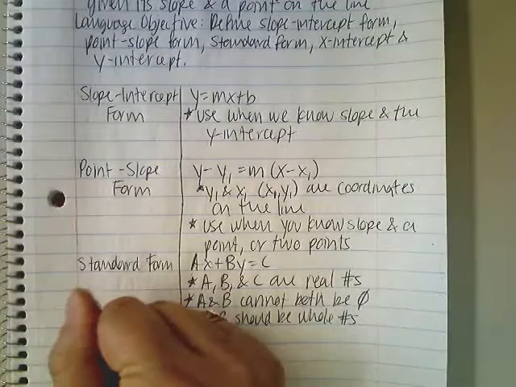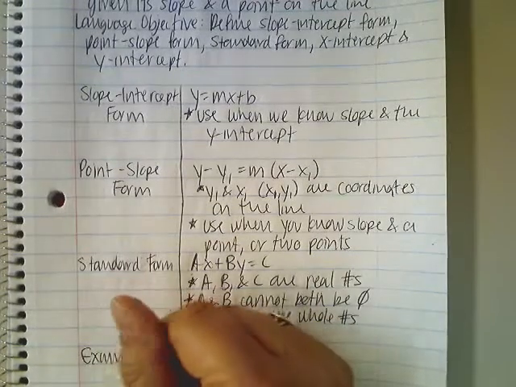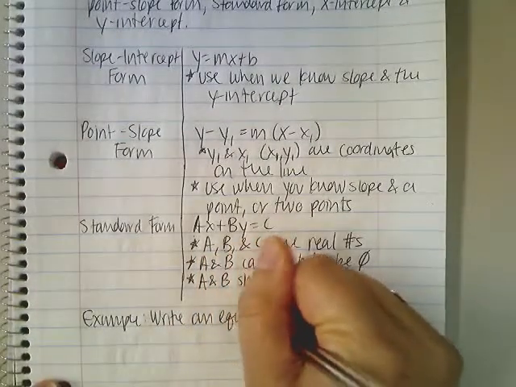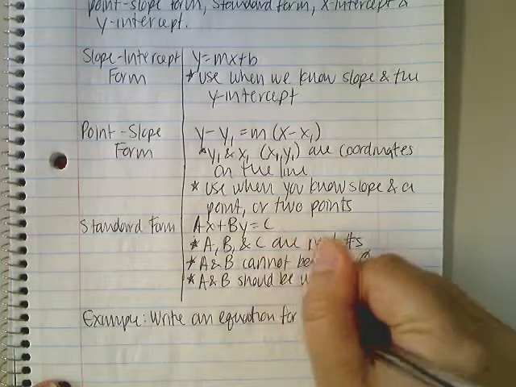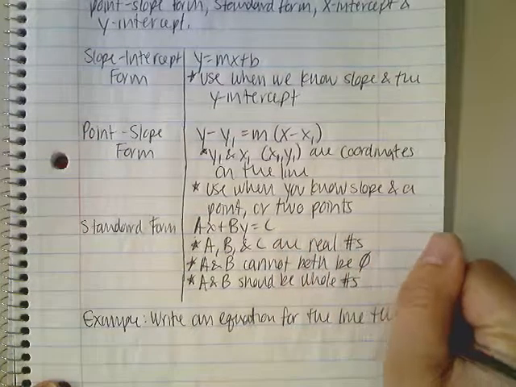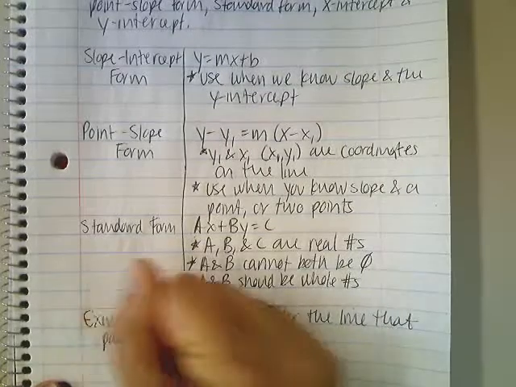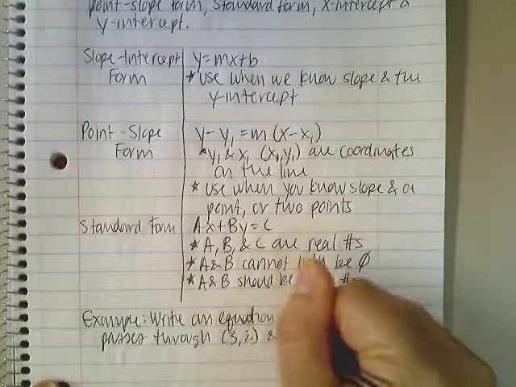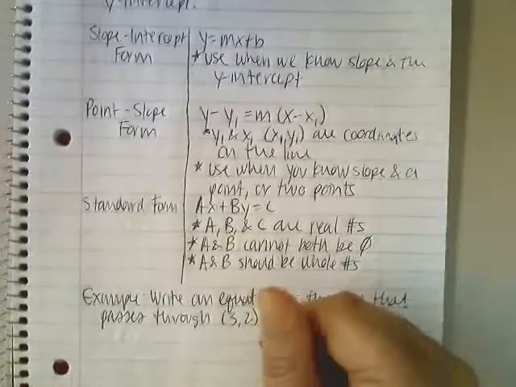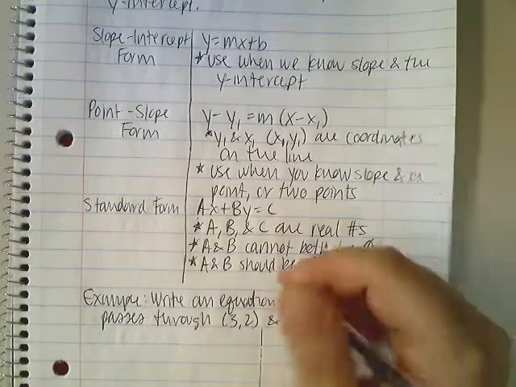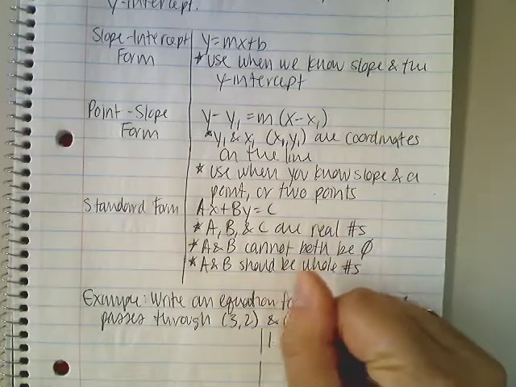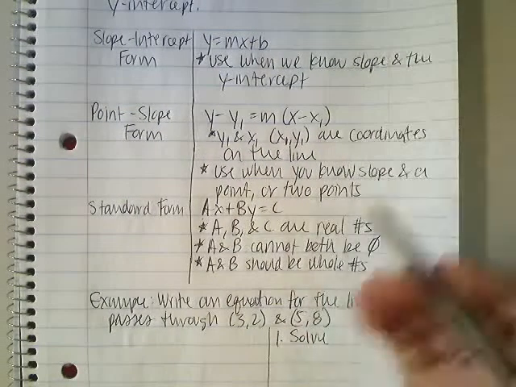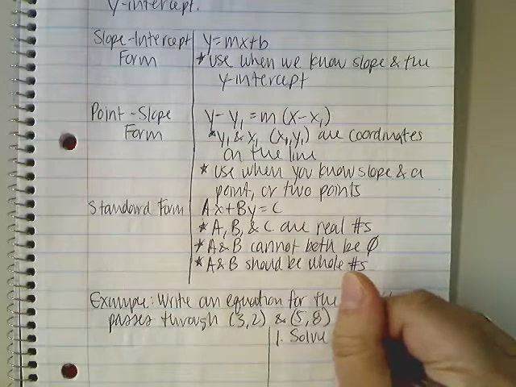So we're going to do an example next with point-slope form. I want us to write an equation for the line that passes through the points 3, 2, and 5, 8. So we're going to use point-slope form to do this, and we're going to first solve for slope. So we have 2 points on our line, so if we look back at our notes, we're going to use point-slope when we know 2 points on the line. So we're going to solve for slope.